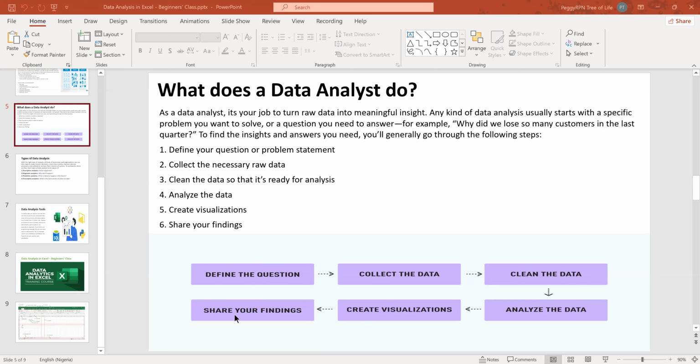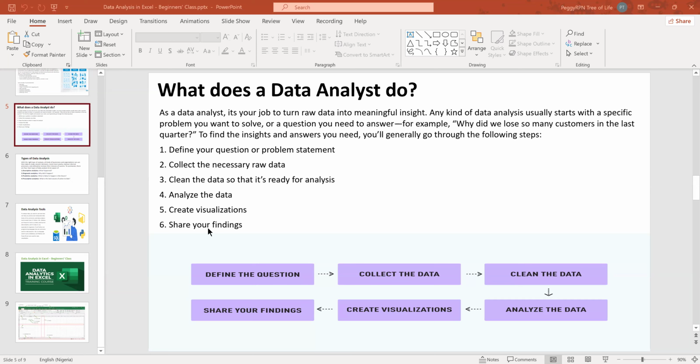You now branch again and break them into different findings and all that. So you collect the necessary raw data, clean the data so that it's ready for analysis, analyze the data, create visualizations. Visualizations are more like your bar charts, your pie chart, your column charts, your funnel charts, your tree map. All of those things we'll be using. We'll go through these processes one after the other to show you how to do all of this. Then at the last part, you share your findings to your stakeholders.